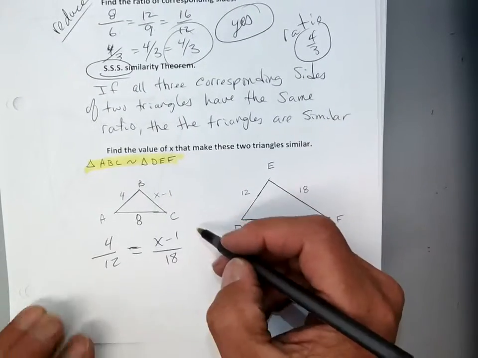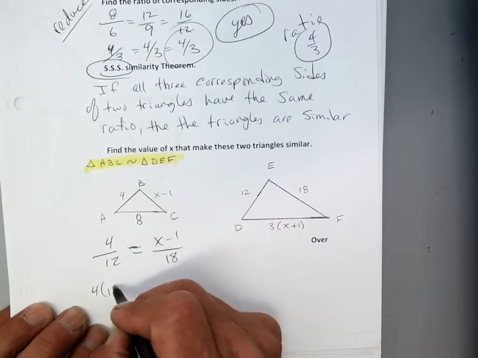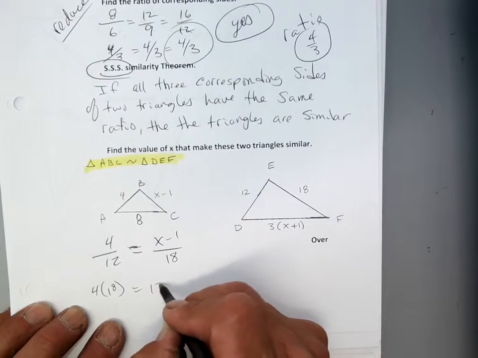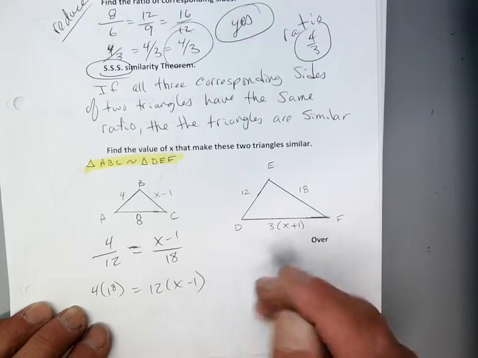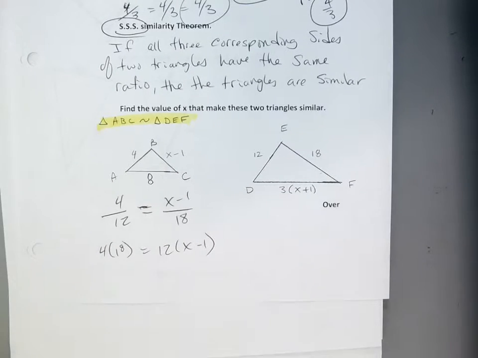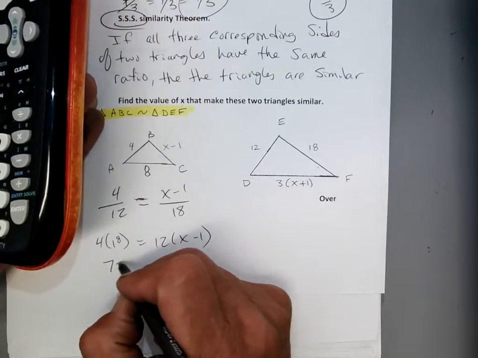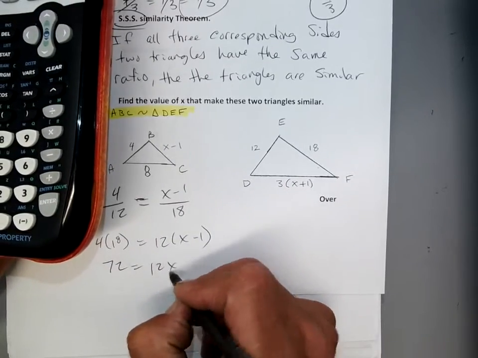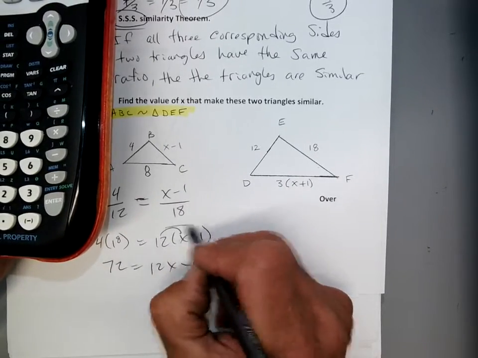If I cross multiply, I'll go 4 times 18 equals 12 times x minus 1. I just cross multiplied. We saw that in our warm-up. 4 times 18 is 72. Equals 12x minus 12, right? You guys agree with that?